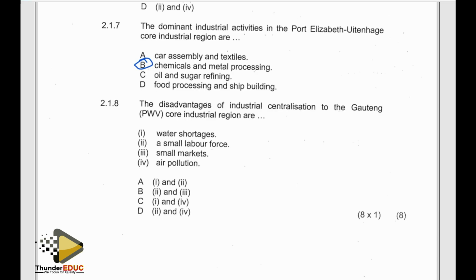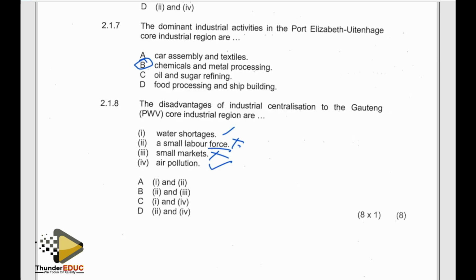218. The disadvantages of industrial centralization to the Gauteng PWV core industrial region are: what is the disadvantage of concentrating industries in Gauteng? It's number 1, water shortages. It's a probable correct response. A small labor force. This cannot be a correct response. There are so many people around who are willing to work and who are able to work. Small markets. This cannot be a probable disadvantage. The markets are very big. There are so many people who are willing to buy products from such industries.